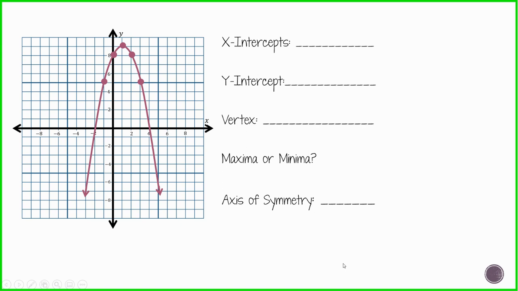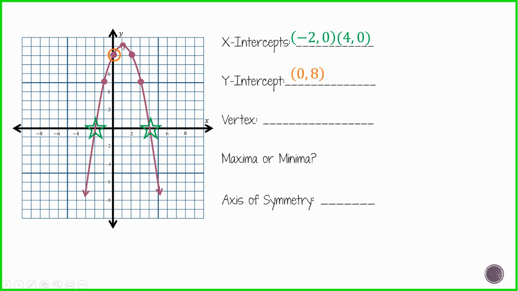And then using that graph to identify the key features. The x-intercepts are where it's crossing the x-axis. We can see those right here at -2 and +4. So we write those as ordered pairs, -2, 0, and 4, 0. And the y-intercept is where it's crossing the y-axis. So right here, that is the point 0, 8.